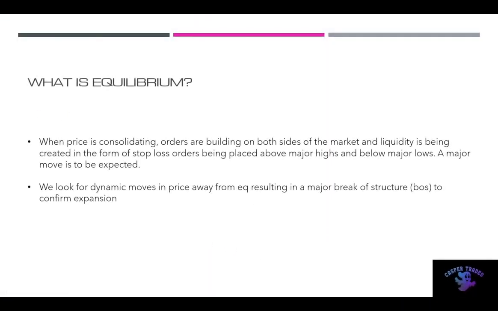So, when price is consolidating, orders are building up on both sides of the market, and liquidity is being engineered in the form of stop loss orders being placed above major highs and below major lows. You can always expect a major move at some point from consolidation, right? You have to have consolidation to have expansion. We always look for a dynamic move in price away from equilibrium, resulting in a major break of structure or breaking the market extremes such as the highs or lows to confirm this expansion.